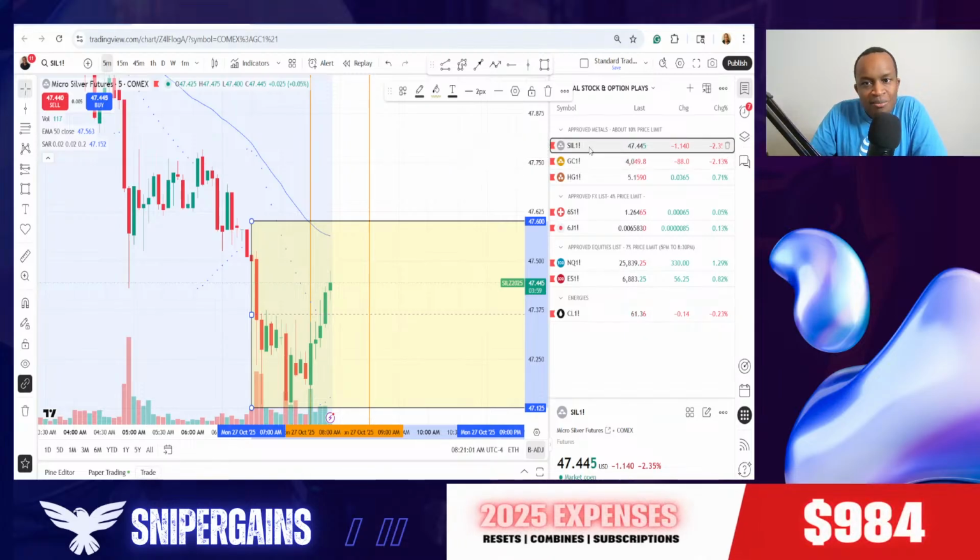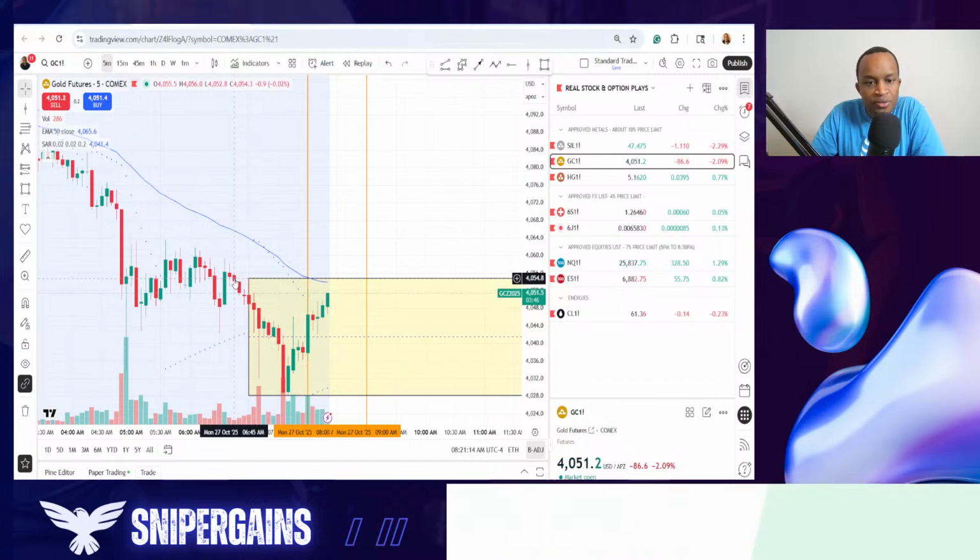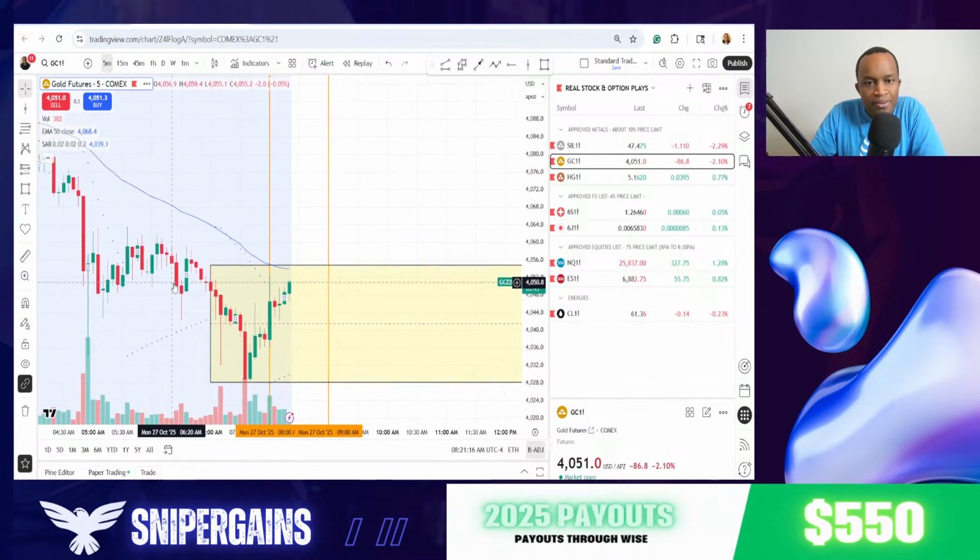Now, the reason why sometimes I'll take a look at silver a little bit more is it gives me an entry sometimes that I can take advantage of. But even here with gold, I think we may have an entry, a possible entry. So we'll see what happens.